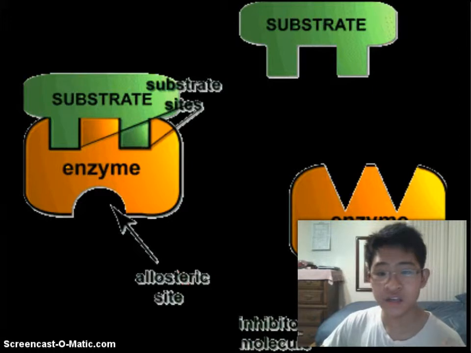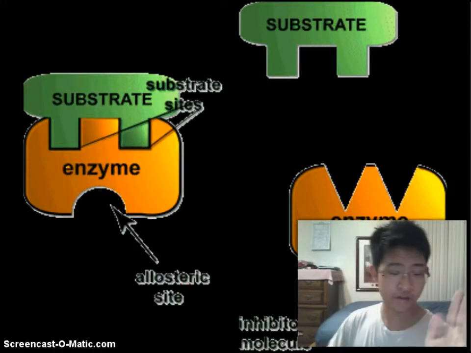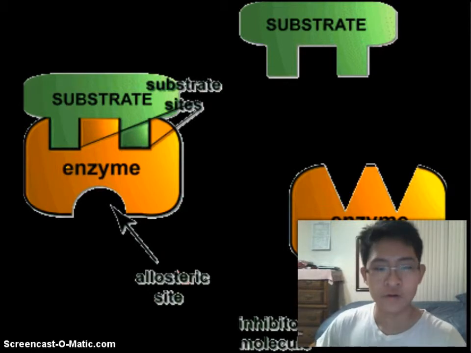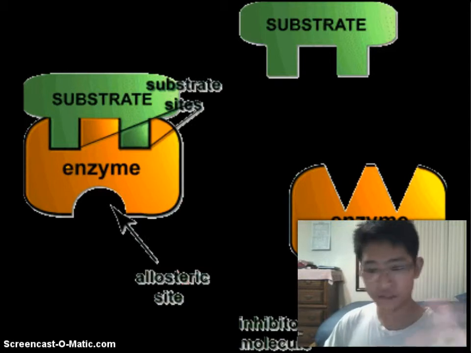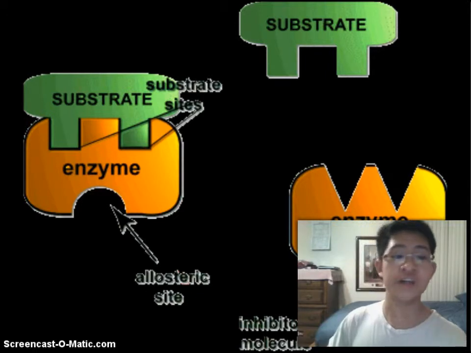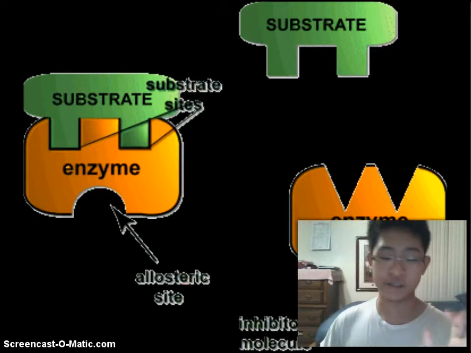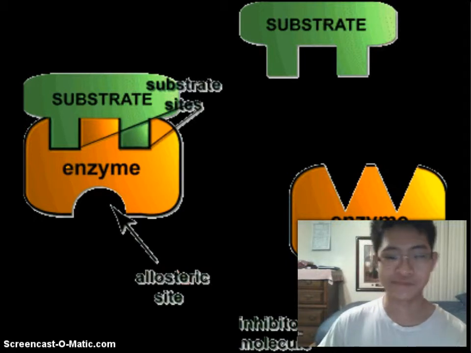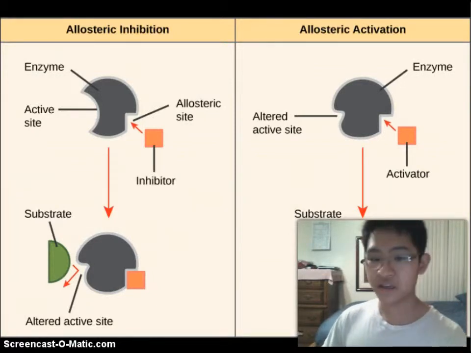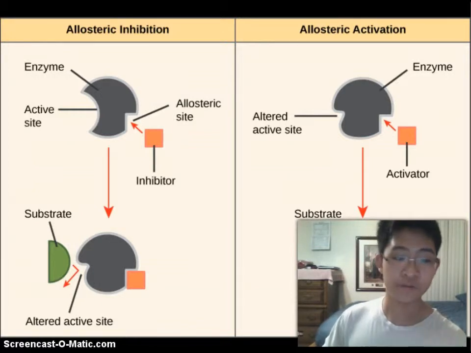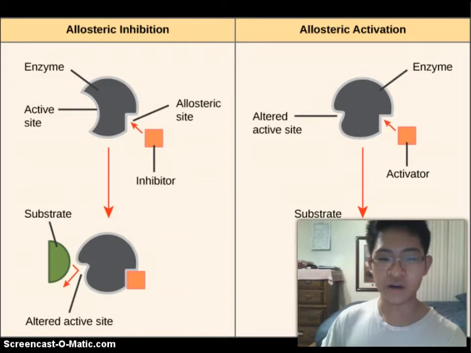So there is a non-competitive inhibitor on the left side of this picture. Right here it shows that the allosteric site, which is another site entirely, is connected with an inhibitor, which changes the active site so the substrate cannot enter. This also stops the reactions. The allosteric site can also be connected to an activator, so it can open up or change the active site for the substrate to enter.